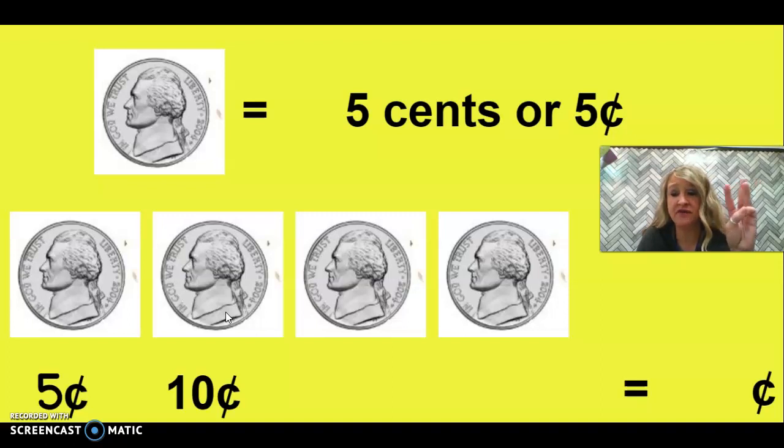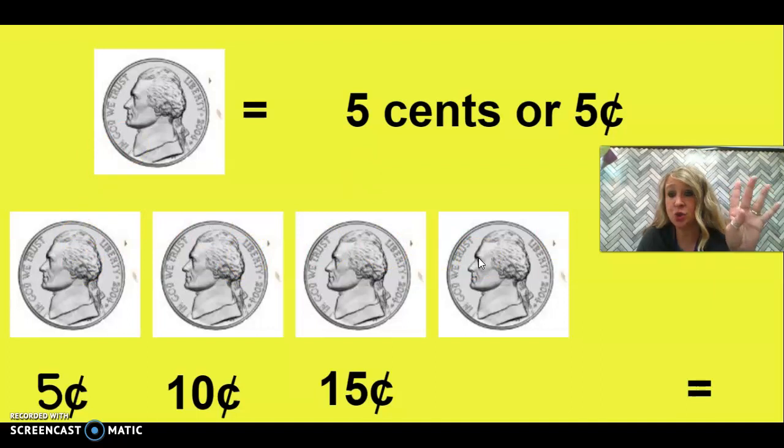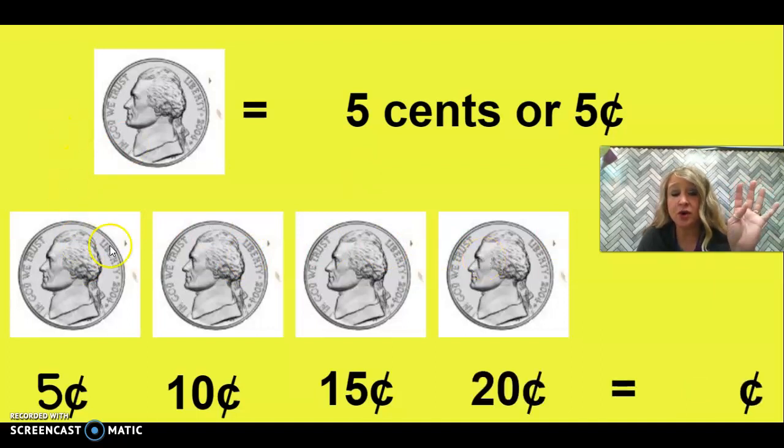Now I have 3 nickels. I'm going to have to count by 5 three times. 5, 10, 15. Correct. And what about the last one? 5, 10, 15, and 20. 4 nickels. 5, 10, 15, 20. That's 20 cents.